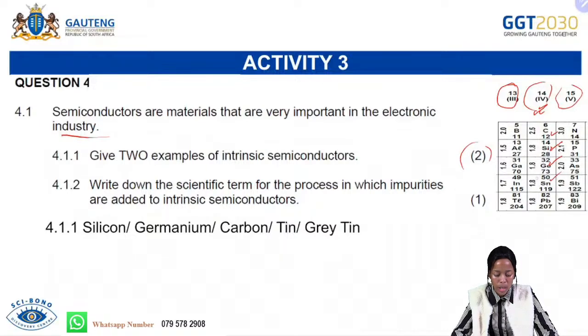4.1.2 says, write down the scientific term for the process in which impurities are added to what? Are added to intrinsic semiconductors. So again, this goes back to what? Knowing the definition or understanding the definitions. And how will you understand them? You will then have to use the examination guidelines. So the scientific term will therefore be called what? Doping there. Okay.